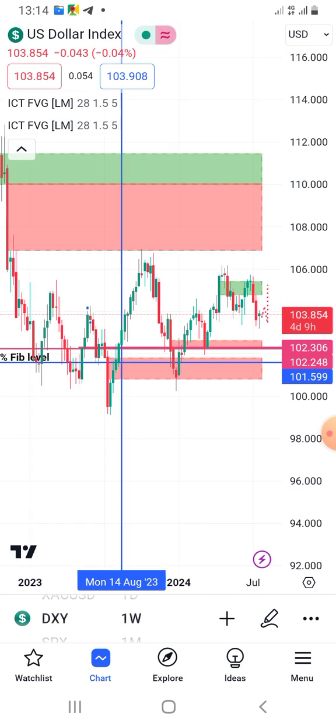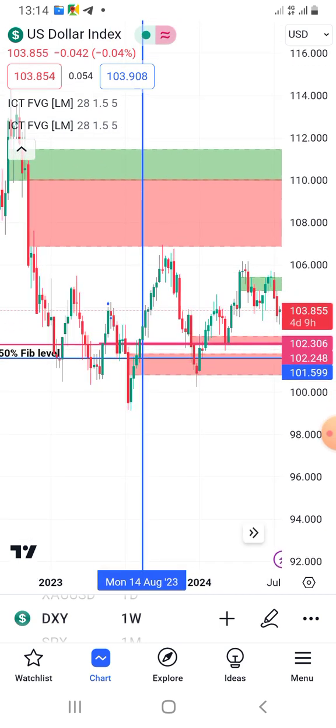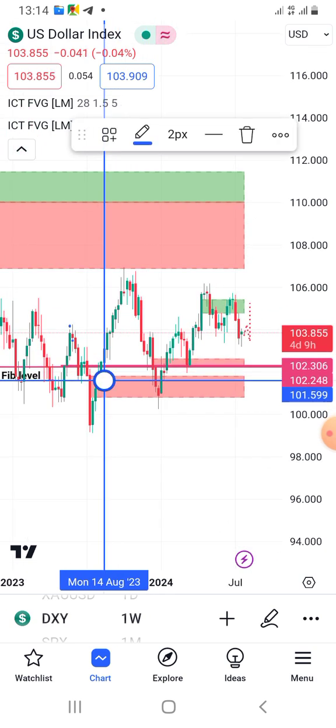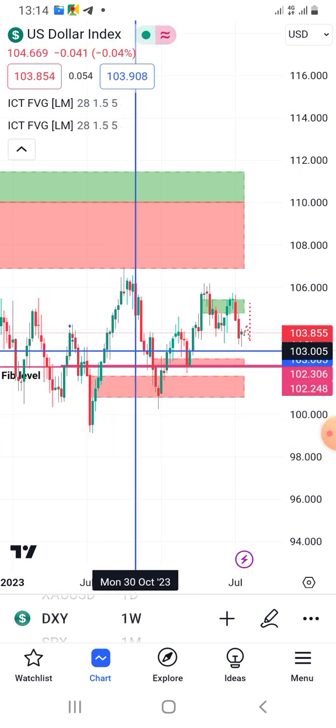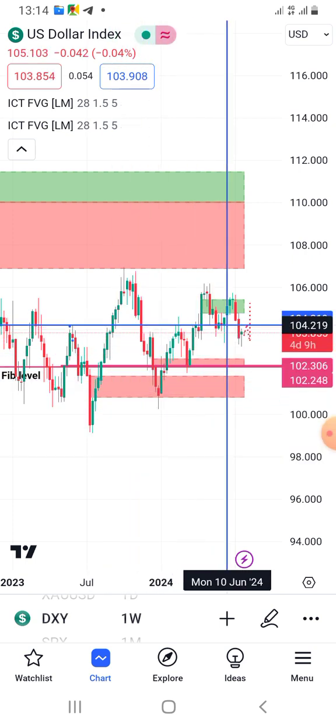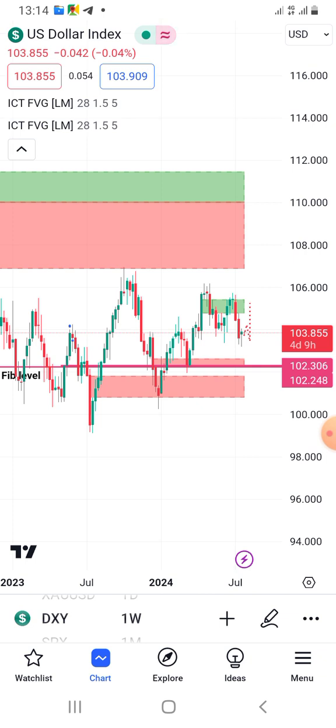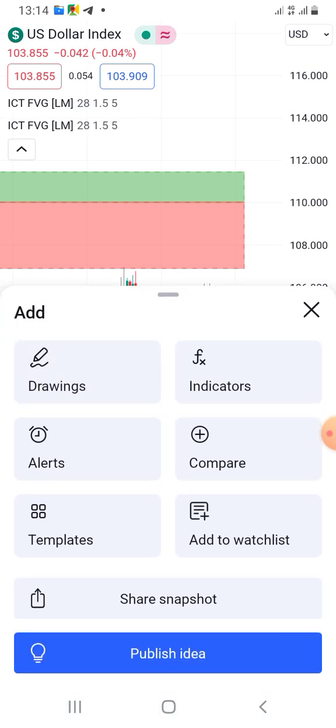Then price came back to tap into the other block and started buying again. Why did price buy again? That's a large sell candle. There's one thing ICT taught that is called the order block mean threshold.